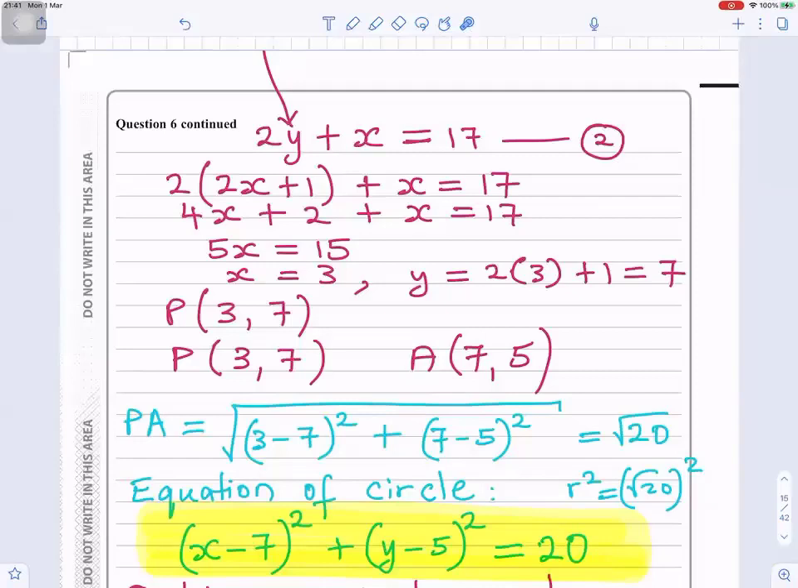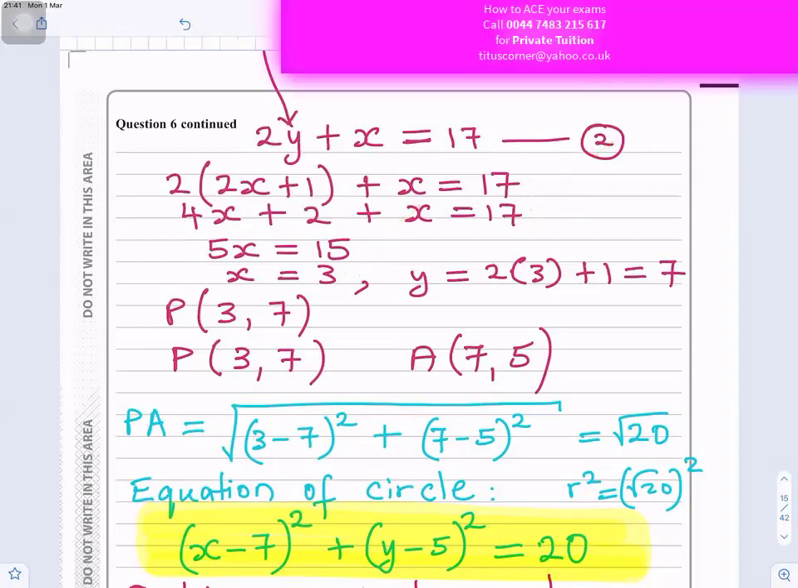So we have 2y plus x equals 17, equation 2. So we substitute for y, we replace y with 2x plus 1. And we get this equation where we solve it, and we will get x to be 3. And when we substitute x is 3, we'll get y to be 7. So P is 3, 7, and A is 7, 5.